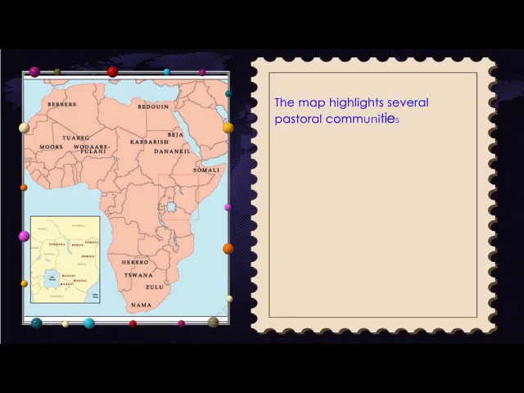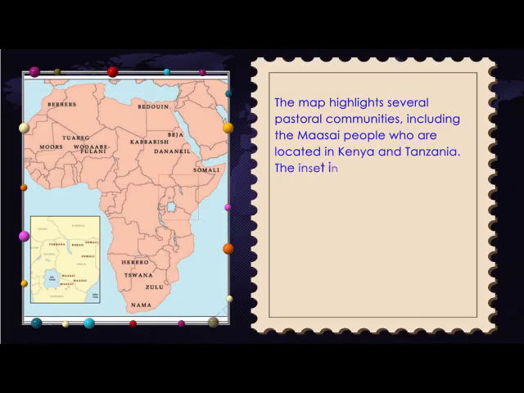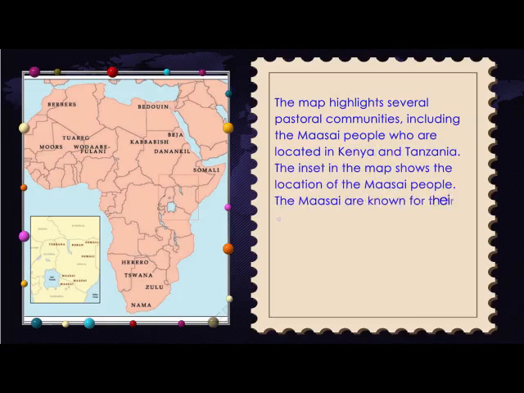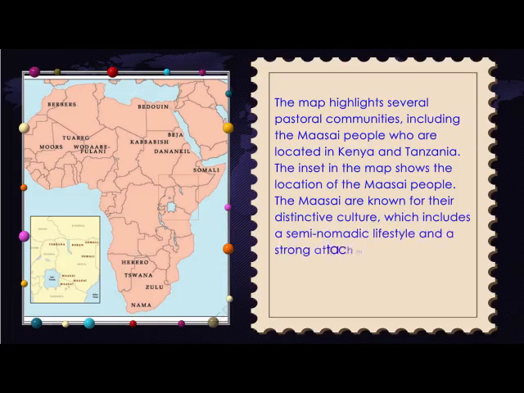The map highlights several pastoral communities, including the Maasai people who are located in Kenya and Tanzania. The inset in the map shows the location of the Maasai people. The Maasai are known for their distinctive culture, which includes a semi-nomadic lifestyle and a strong attachment to their livestock.